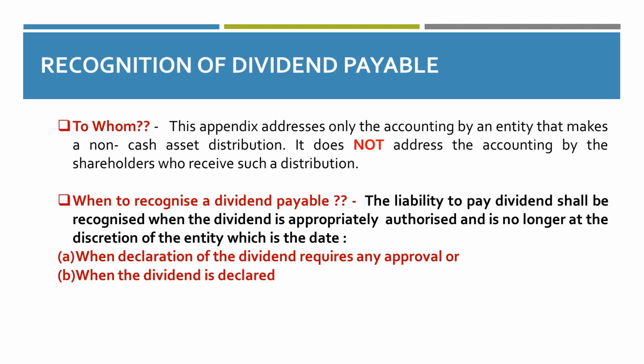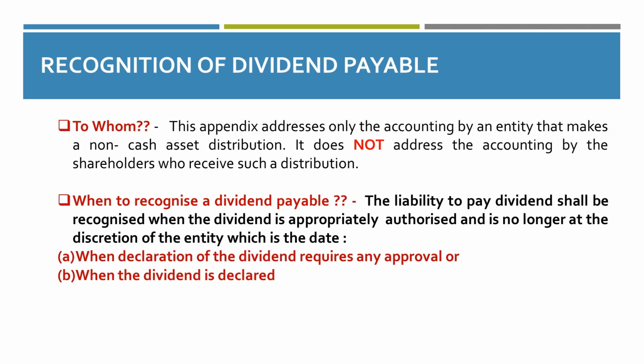So to whom is this IND AS Appendix A applicable? So this appendix will address only the accounting by an entity that makes the non-cash asset distribution. So please note, this does not address the accounting by the shareholders who receive the distribution. It is only for the entity making the distribution.